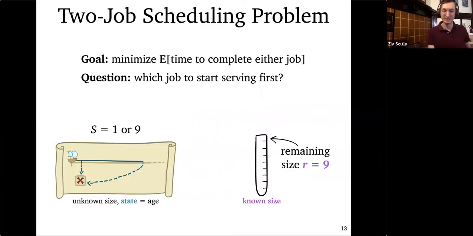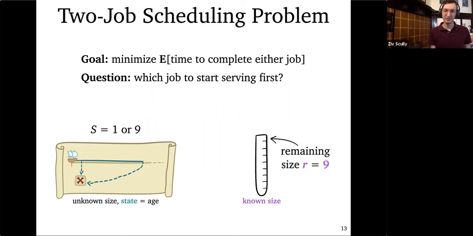Temporarily, we're going to forget our queuing system and arriving jobs. We're just going to pretend we've got only 2 jobs in the universe. One of them is a job in some state that we want to figure out the rank of. In this case, I'm looking at a job whose size is either 1 or 9. My other job is going to be a job of known size. My goal is to minimize the time it takes me to complete the first job. Either one's OK. So I'm trying to kick out one of these jobs as soon as I can in expectation. The question I'm going to ask is, which job should I start serving first?